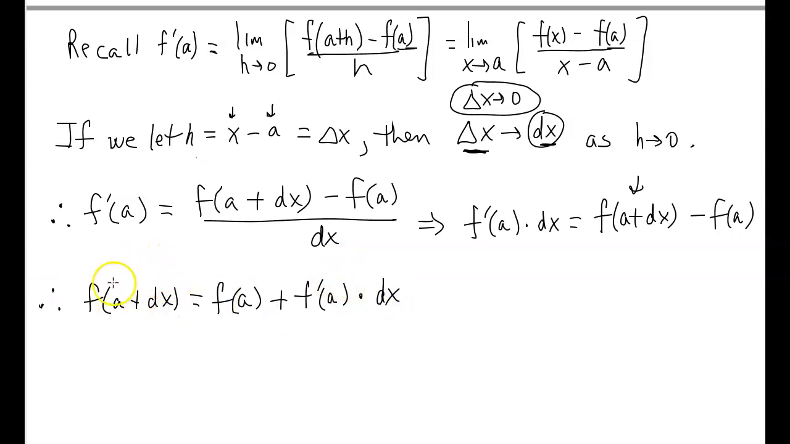Now the idea here is that f of a plus dx is going to be a y value that is very close to f of a. And because of this, we say that f of a is not exact, but it's a good approximation to what f of a plus delta x actually is, which is going to be all this business here.